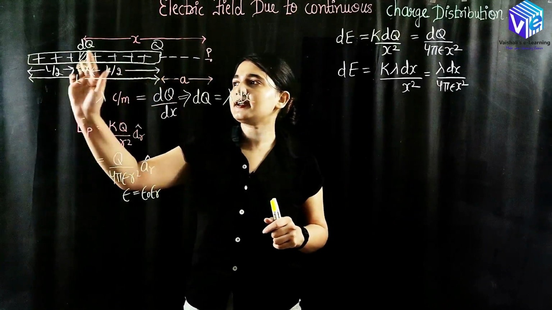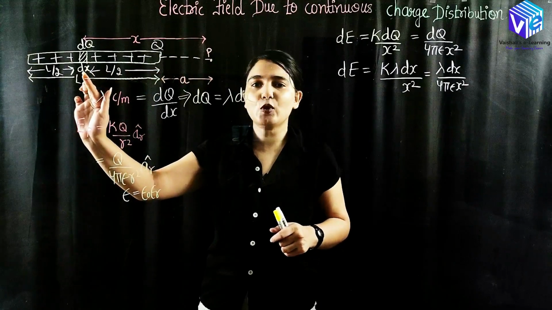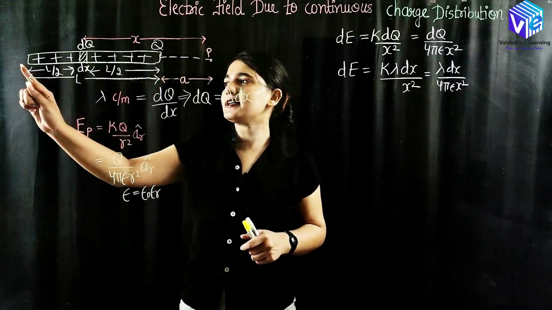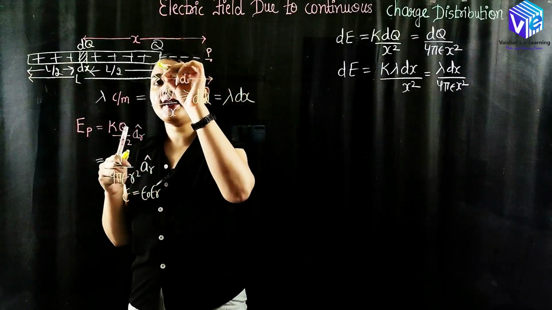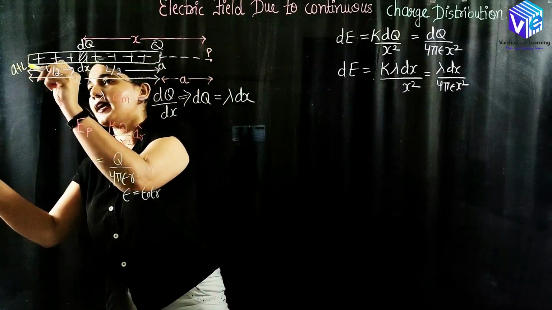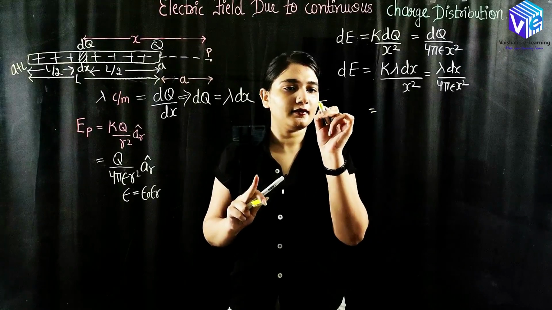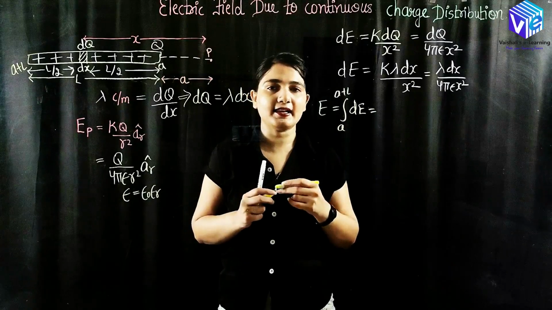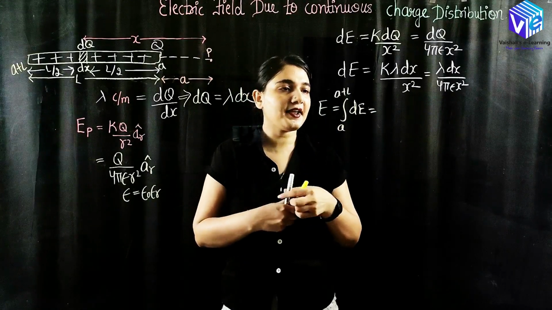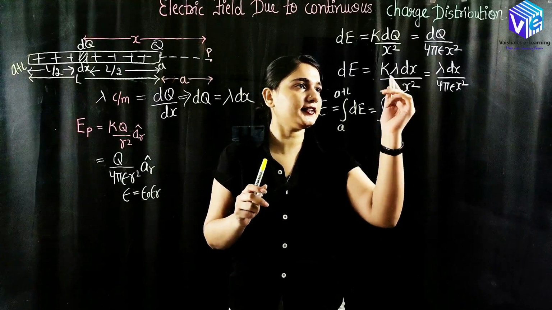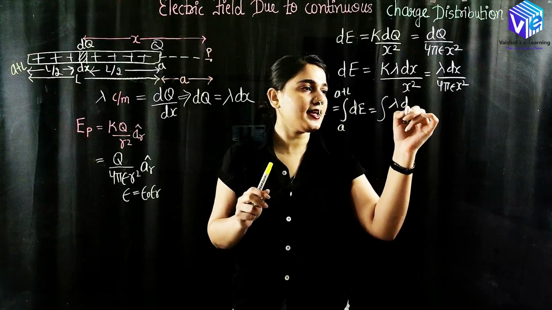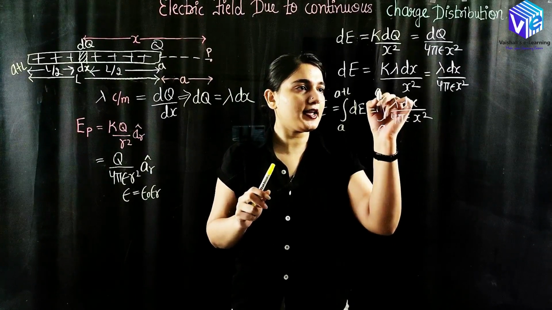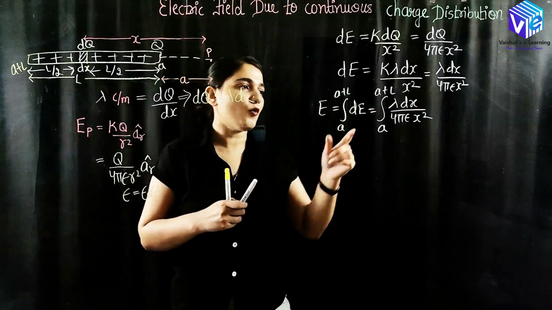Now I can integrate it over the entire length. I have taken the small length dx, and now I am integrating it from A to A plus L. This point is A, and this point is A plus L. So I will integrate dE from A to A plus L, and this gives me E, the electric field. In terms of lambda, I will represent it as the integral of lambda dx upon 4 pi epsilon x square, from A to A plus L.